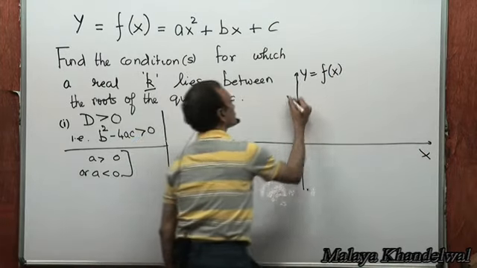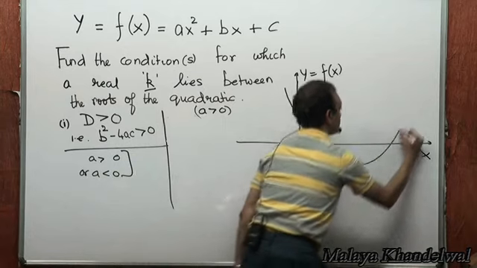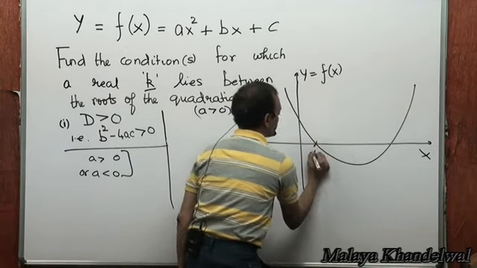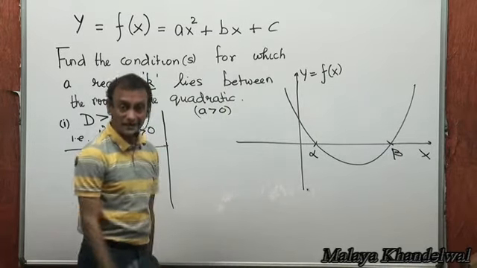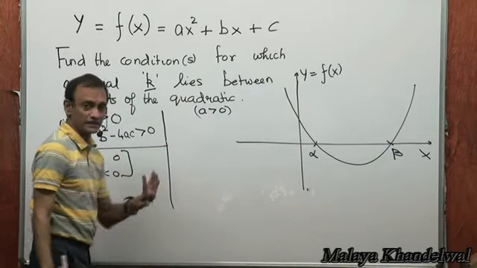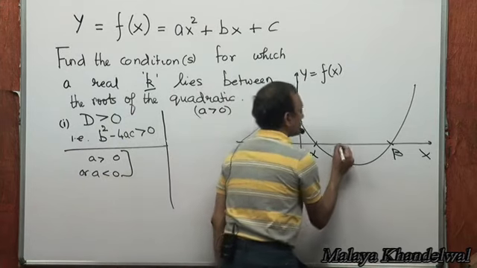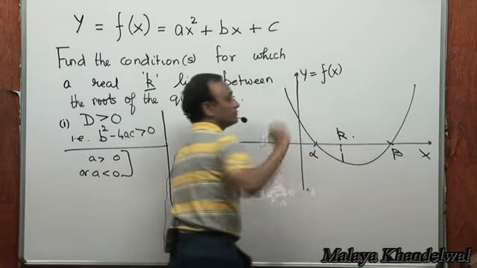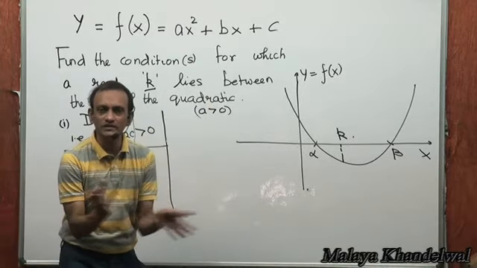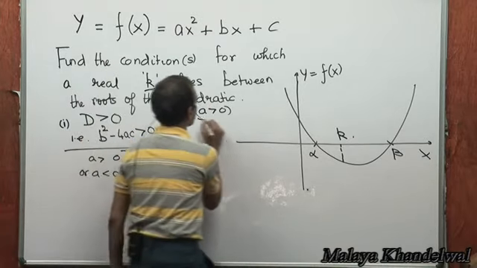Right? And this is how it is. Roots are real, alpha and beta, but not equal. They have to be distinct in this case, and therefore discriminant greater than 0. Now, k is a number here, sandwiched somewhere between the roots, and this is for a greater than 0.